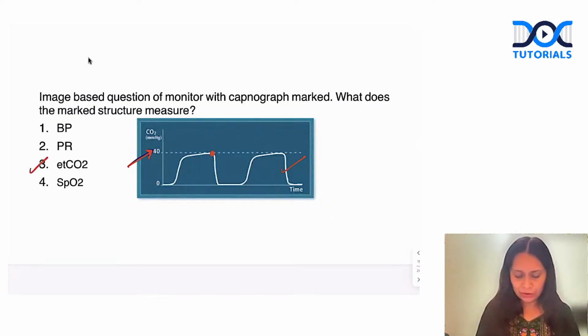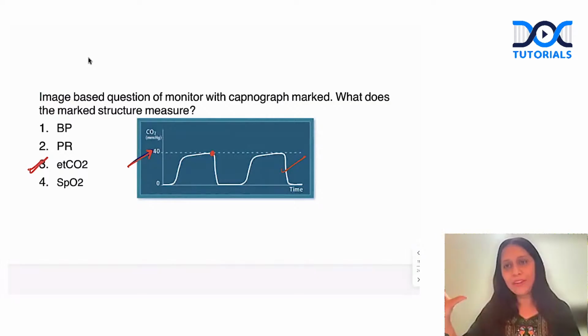So answer is EtCO2. So I always tell, in monitor, what is the normal graph and what is the value between that graph can be asked in exam, and see, it has been asked in exam. So till here everything is what we have discussed, nothing is out of context or no new question I'm seeing, right? So it is end tidal CO2.